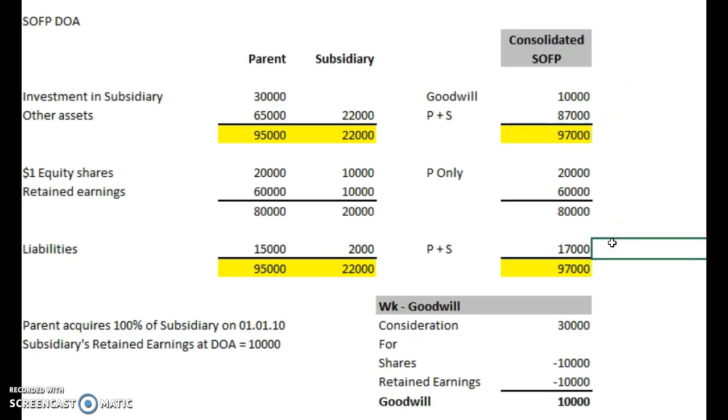So what have we done here? That's the end of the consolidated statement of financial position. We've had to work out a goodwill amount. We paid 30,000 for equity of only 20,000. So there's obviously a discrepancy there. And we do a small working. Let's just put the working here. Working 1. Just so that we know where these numbers have come from. Working 1, goodwill.